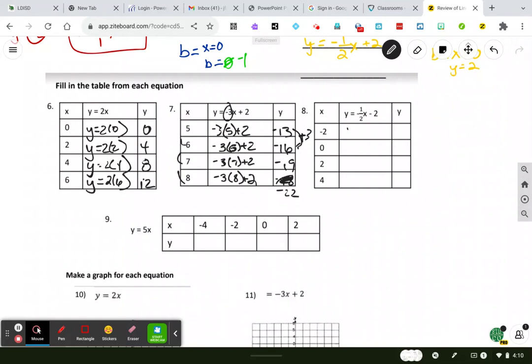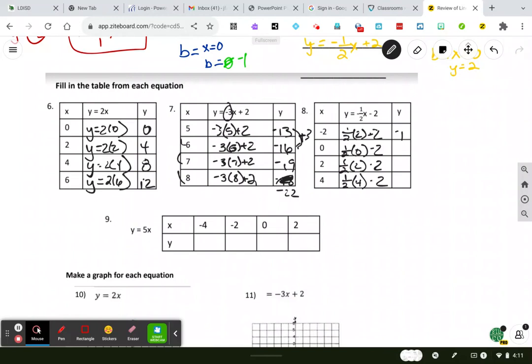So we've got 1/2 times 2 minus 2, 1/2 times 0 minus 2, 1/2 times 2 minus 2, and 1/2 times 4 minus 2. Sorry about the breathing and stuff. All right. Don't let fractions freak you out. Half of something is just half of that number. If you've got 2, what is half of 2? Half of 2 is 1, and 1 minus 2 is negative 1.